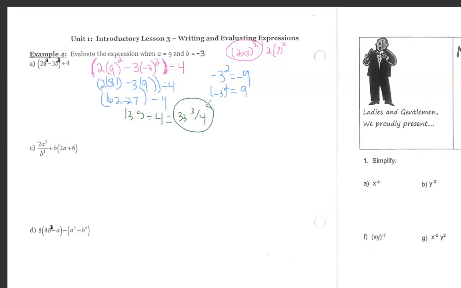Okay, you're going to do C and D, the second two, by yourself for homework. I will give you a hint that neither one of them is a fraction or decimal. So you should get whole numbers for both of them. All right, so you can do that on your own.